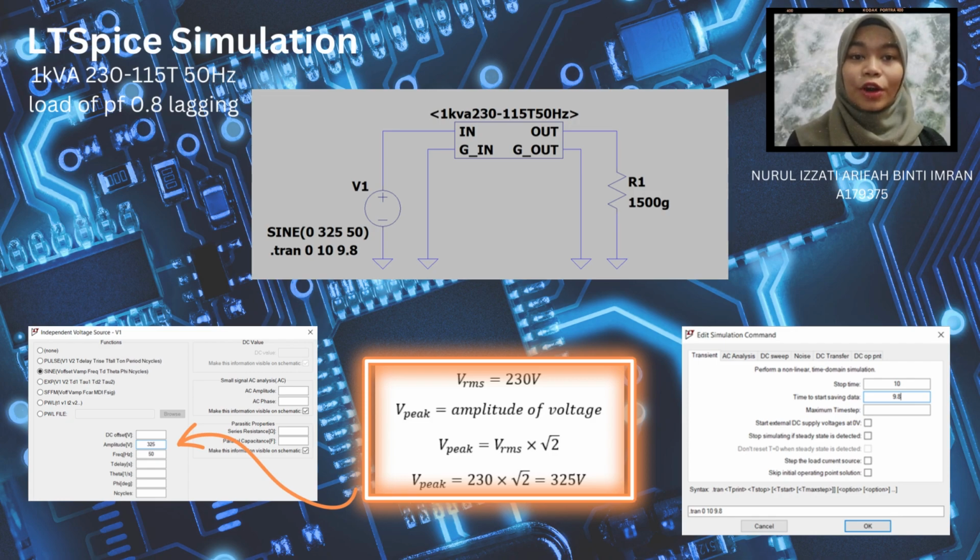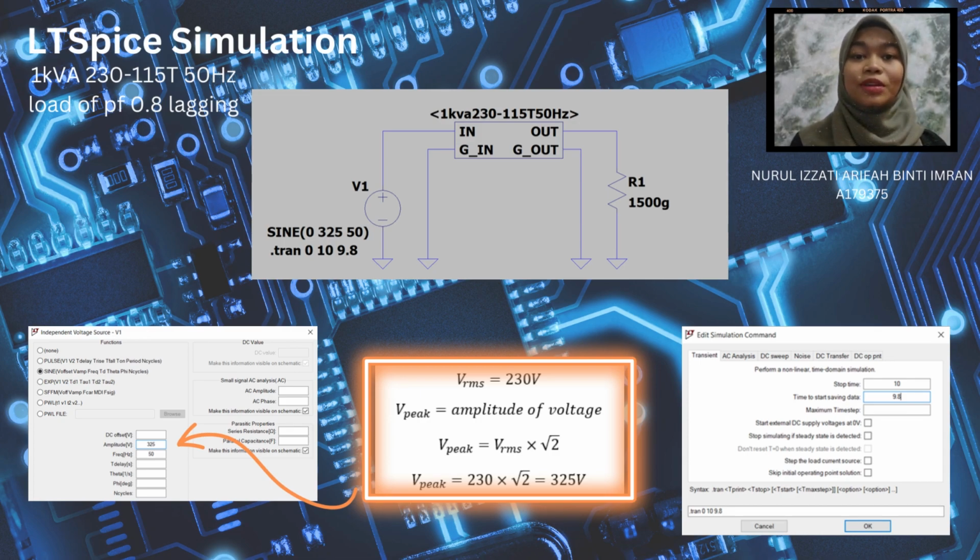For Objective 1, the open circuit test and short circuit test were used to determine impedance characteristics such as RC, XM, R equivalent and X equivalent. Firstly, open the files given and calculate the peak amplitude by multiplying 230 volts with root 2, and we get the peak amplitude V peak equal to 325 volts.